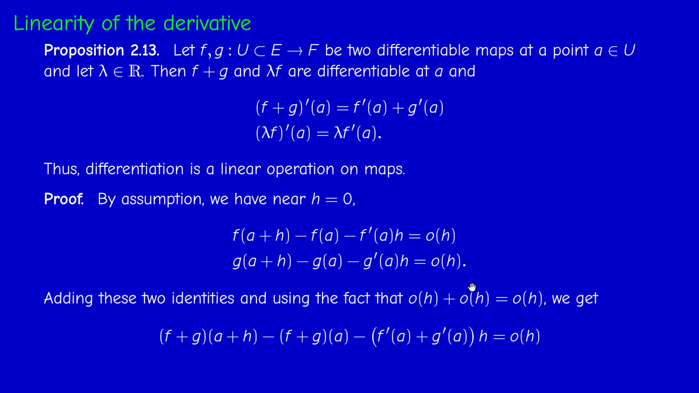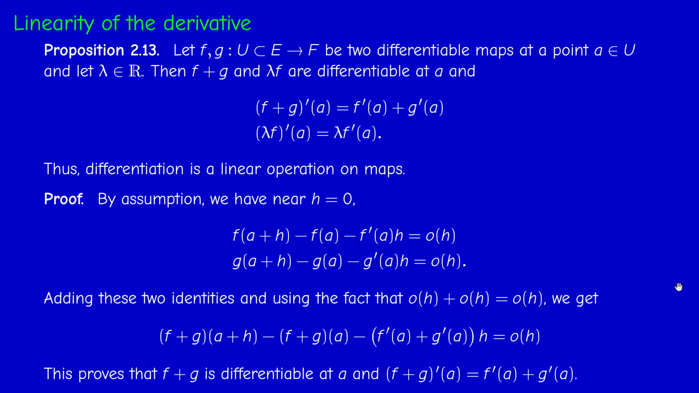Now, if you don't like this notation, you can go back to the epsilon-delta definition. Same thing. When we add these two, we get that f plus g evaluated at a plus h, minus f plus g evaluated at a, minus the sum of the derivatives, is small o of h, and this is now a linear bounded map. So this, by definition, means that f plus g is differentiable at a, and its derivative is given by this term.